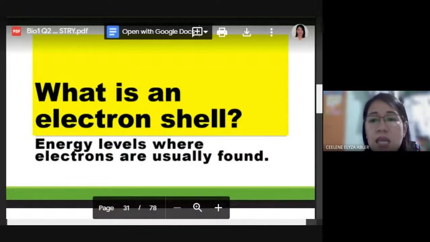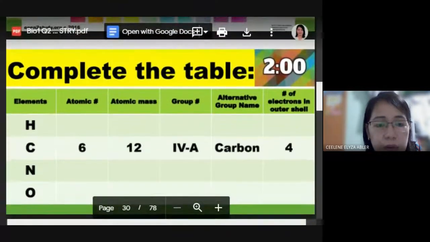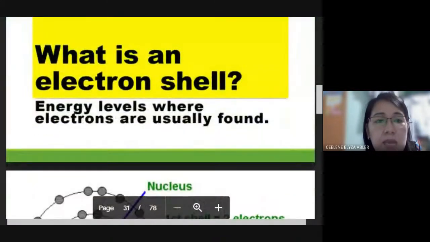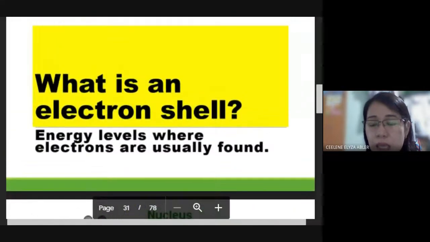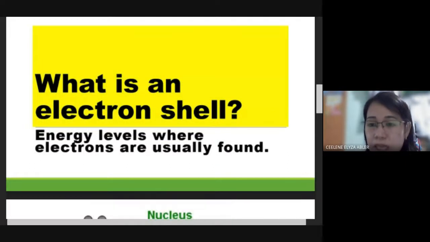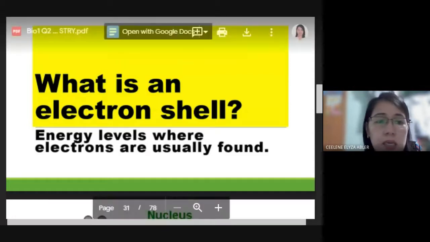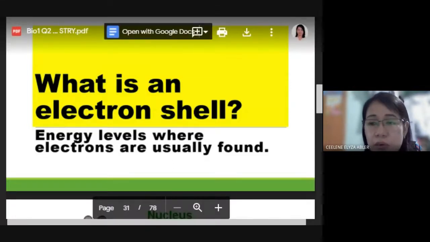Right? So meron din tayong discussion about your electron shell. For this one, you will need your periodic table for this exercise. And for this one, sa inyong electron shell, we have here an example, yung pinasolve sa inyo, which is your magnesium. Okay, your magnesium 2+. So here we have your electron shell.